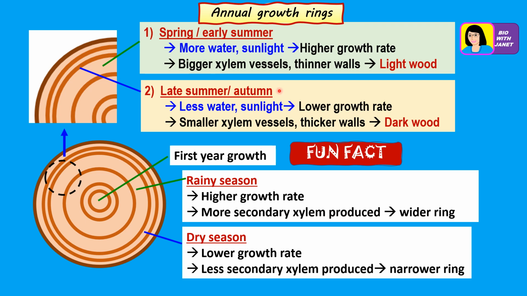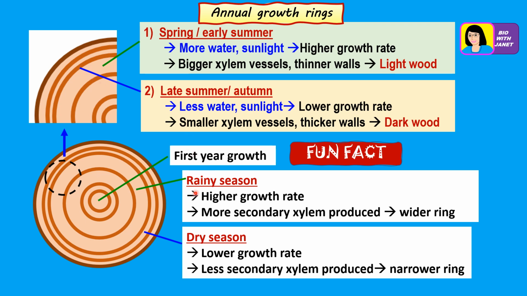But in late summer till autumn and then winter, there's less water and less sunlight. So there's a lower growth rate for the secondary xylem tissues, and smaller xylem vessels are produced with thicker walls, so this will produce the dark wood here. Okay, so one light wood ring and one dark wood ring is equivalent to an annual growth rate.